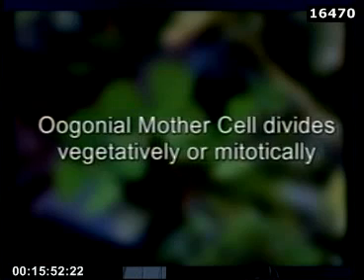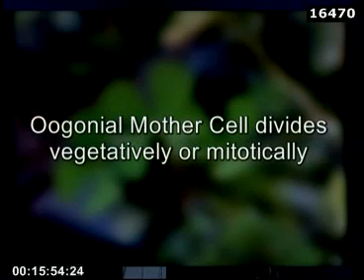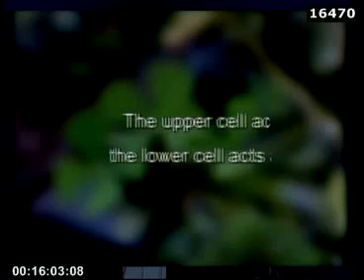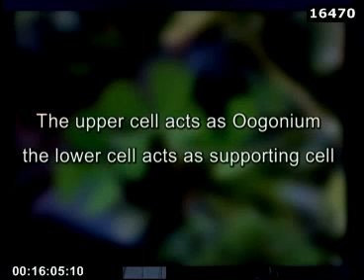Oogonia are highly differentiated female gametangia. The oogonium develops from the actively dividing or actively growing cap cell, and this growing cap cell acts as the oogonial mother cell. This oogonial mother cell divides vegetatively, or mitotically, into two cells. The upper daughter cell, having more cytoplasm and a larger nucleus, acts as the oogonium, and the lower cell acts as the suffultory cell or supporting cell.